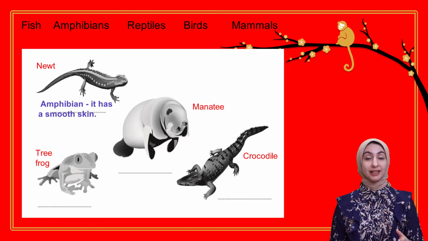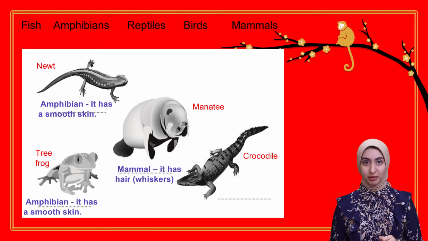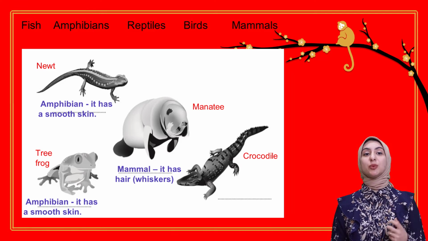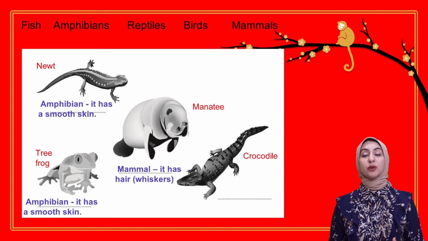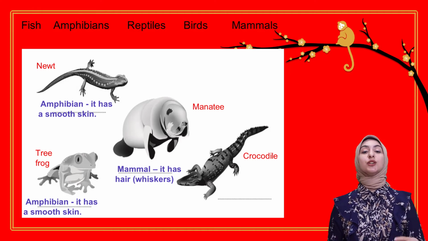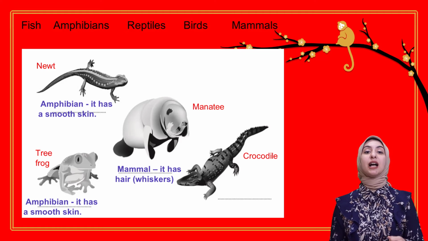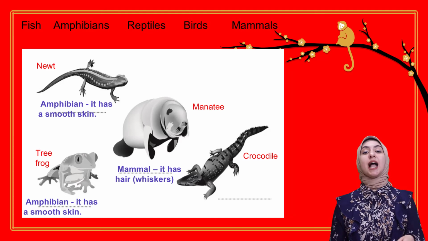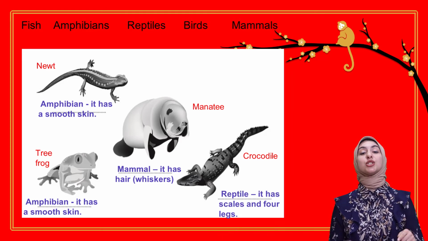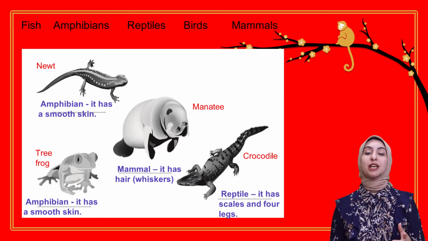Then we have manatee, which has hair on its whiskers, so it is classified as a mammal. And we have here tree frog, which has 4 limbs and moist smooth skin, so it is classified as amphibian. Then we have crocodile, which has 4 legs and scaly skin, so it is classified as a reptile.